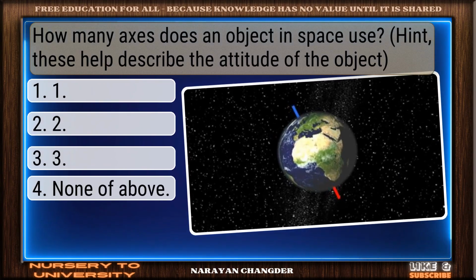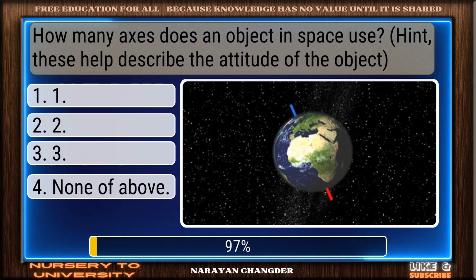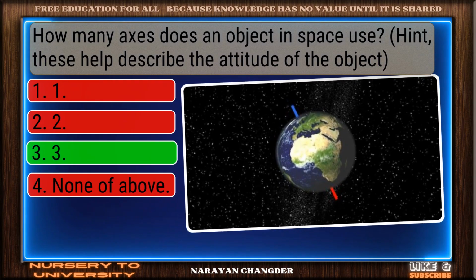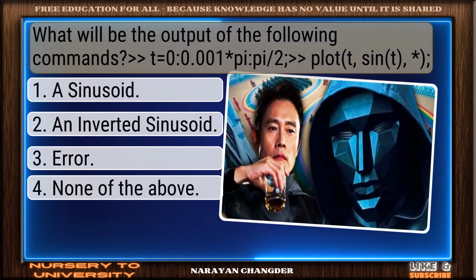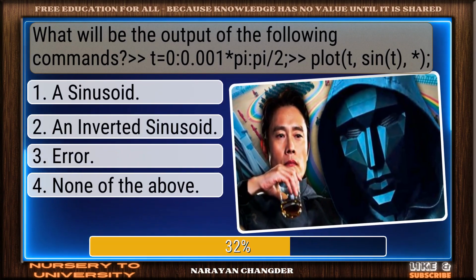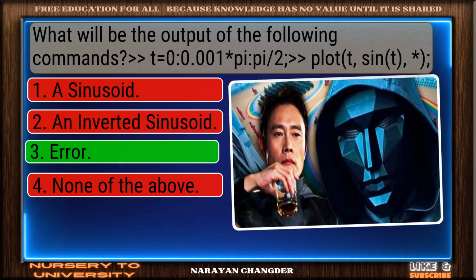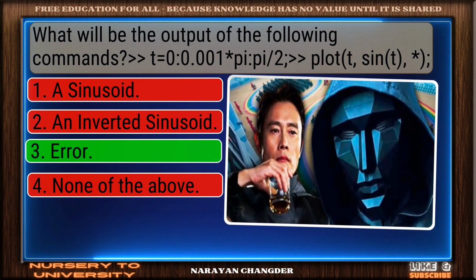How many axes does an object in space use? Nicely done. 3 is a solid answer. What will be the output of the following commands? t equal to z equal 0.01 pi, pod2, plot. Clear logic. Your choice error is sound and 100% true.